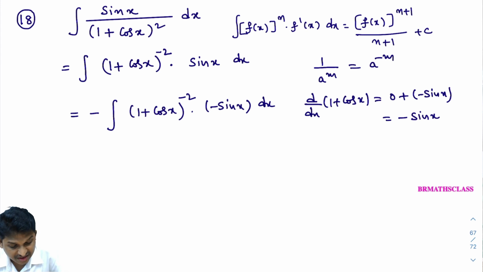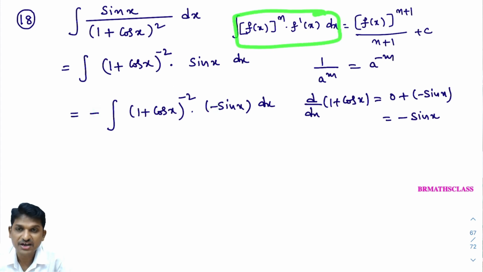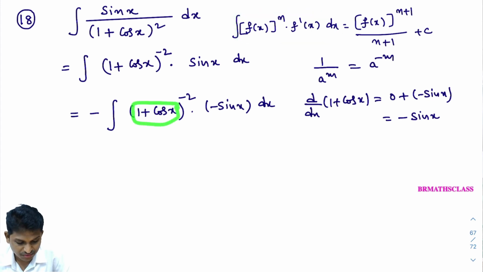I hope you are understanding. Now you see this minus will become plus again. You will get same step what is there above. Okay, why I written like this? Just to get into this form, integral of f of x whole power n into f dash of x dx. Look here, what is 1 plus cos x derivative? 1 plus cos x derivative is minus sin x.